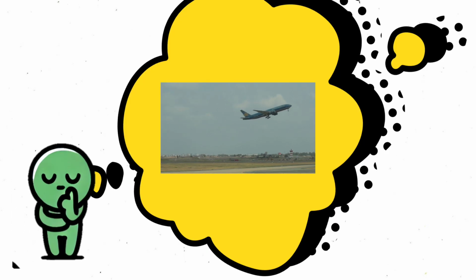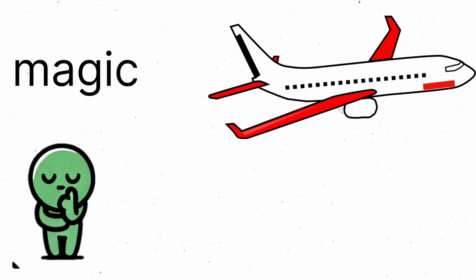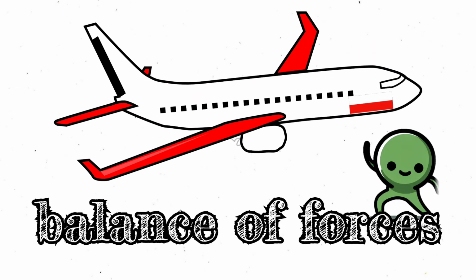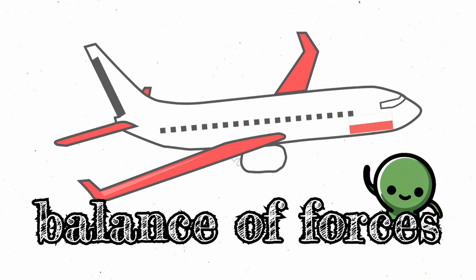Ever seen a gigantic airplane take off and wondered, how does something so heavy manage to stay up in the sky? It seems like magic, but it's actually science. Planes rely on a delicate balance of forces to achieve and maintain flight.